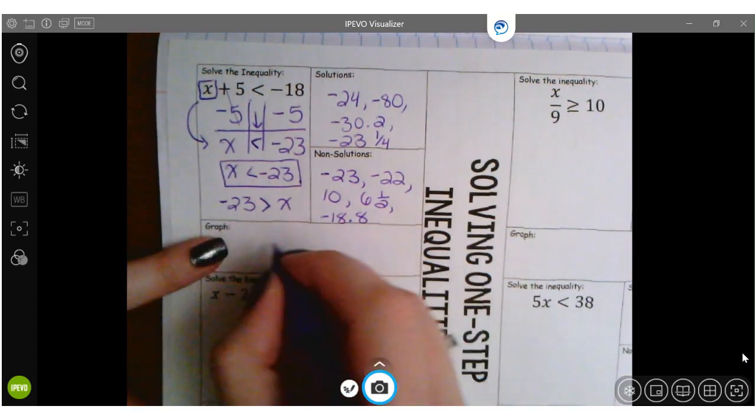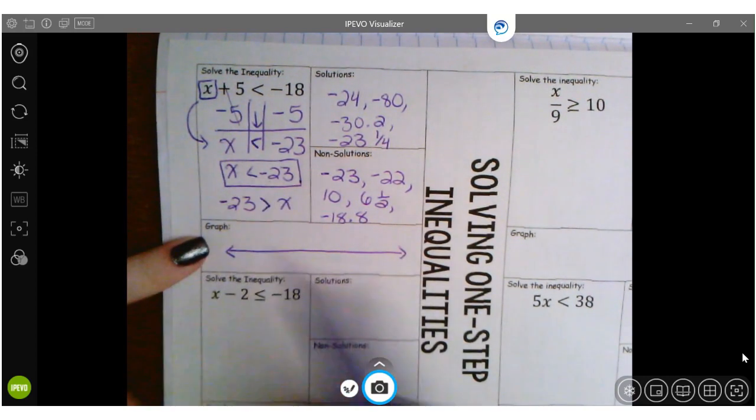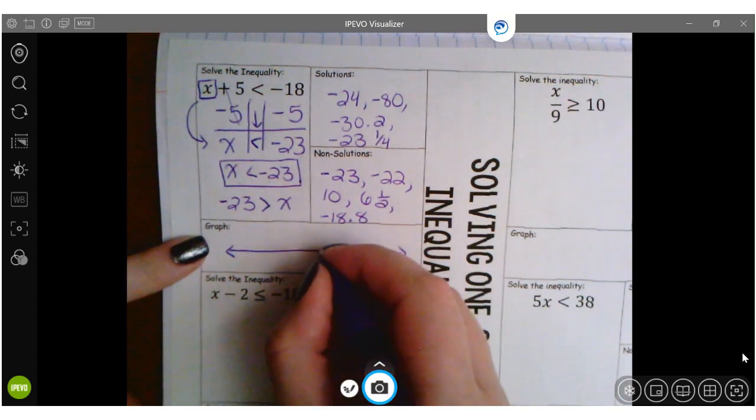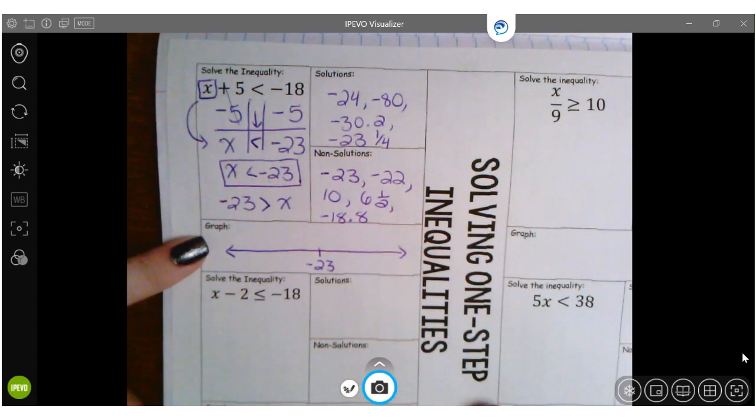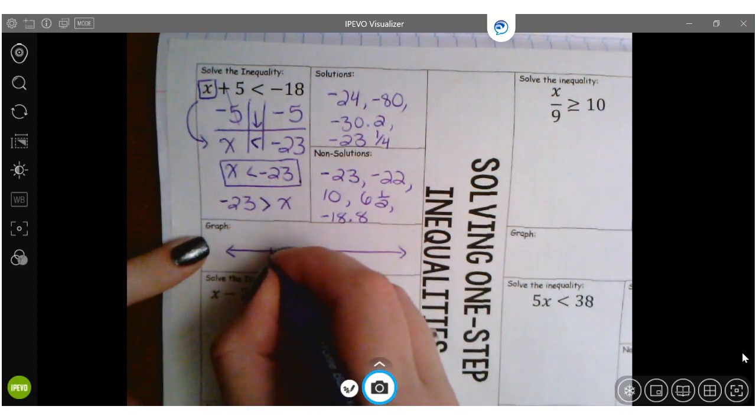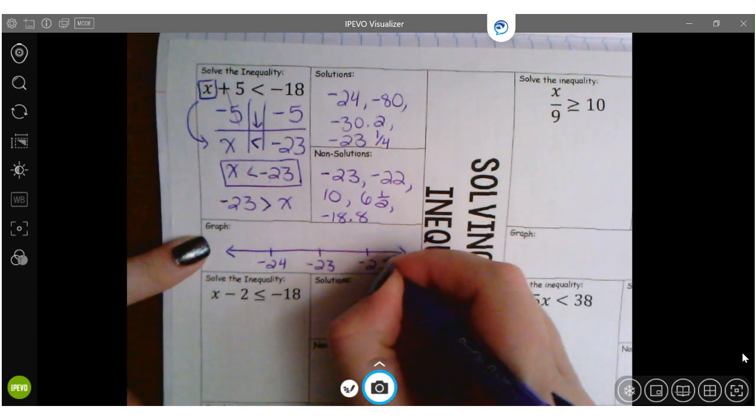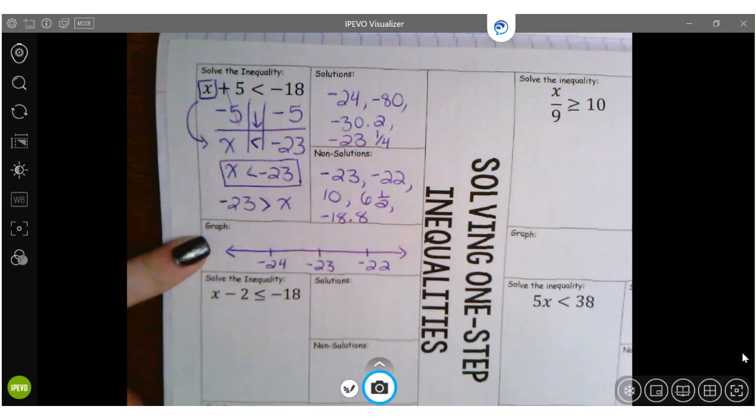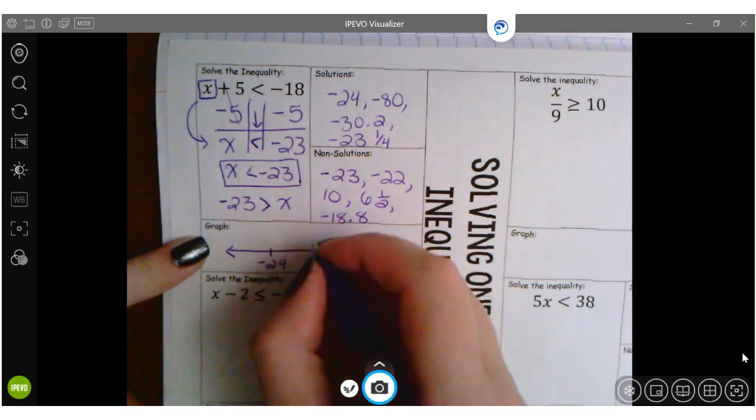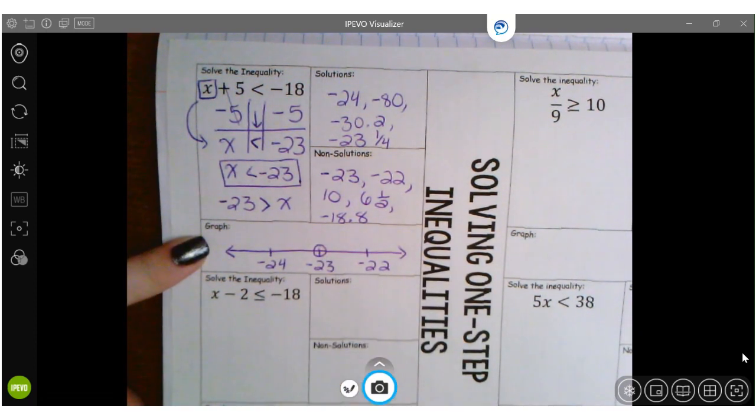You draw your number line here. And remember, whatever we're comparing x to, we're just going to put it in the middle. Make it easy. So I'm going to put negative 23 in the middle. Again, be careful with your negative values and make sure you put the correct values on the left and the right. So to the left of negative 23 would be negative 24, right? Because that would be more negative. And then to the right would be negative 22. This does not have a line under it, so it would be an open circle. Less ink in my sign means less ink in my circle. And negative 23 was not a solution, so it's not shaded in.